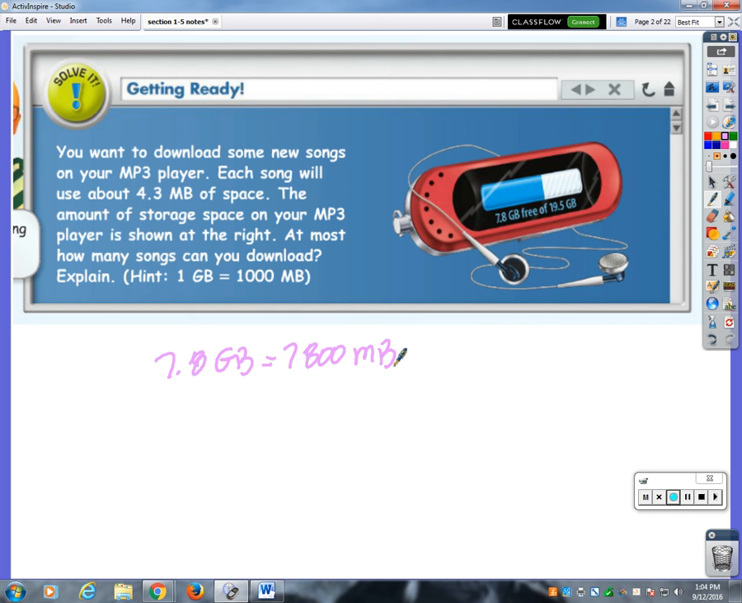What'd you do from there? Divided by 4.3 megabytes. Okay, divided by 4.3. And what did you get? 1,800. Well, yeah, 1,813.9. Okay. Did anybody in here do this exact calculation and then write down 1,814? Okay, good. How come we can't round up in this situation? Right, because then that would be more than the amount of room we have, so we don't quite have enough room to fit this last song.